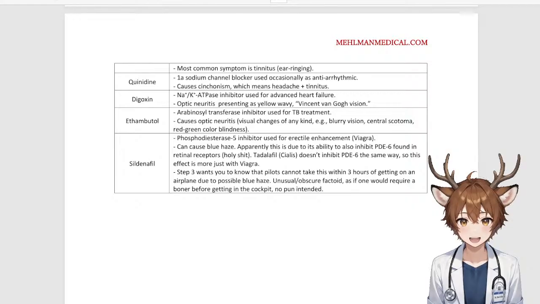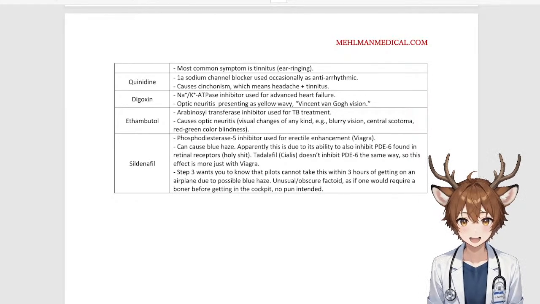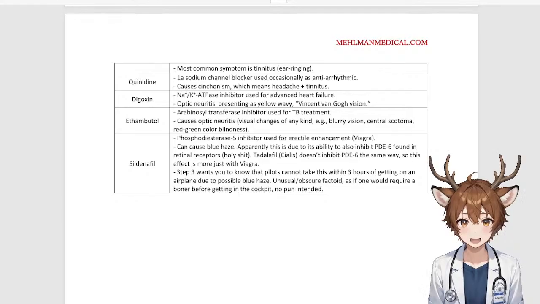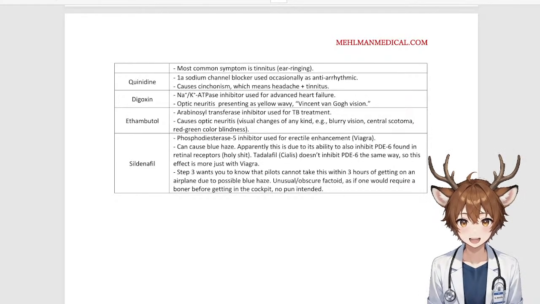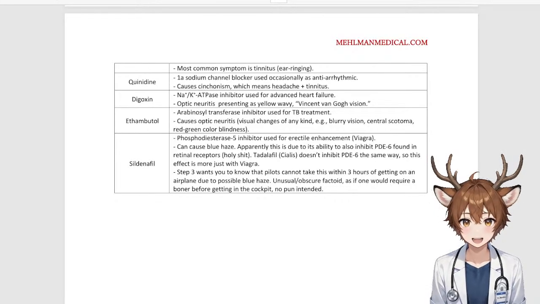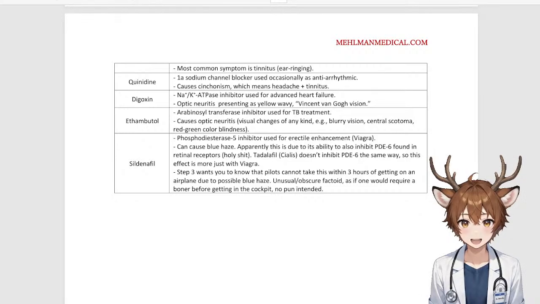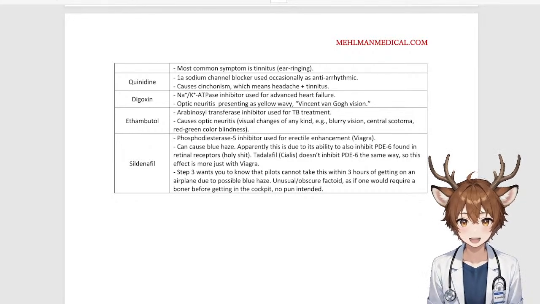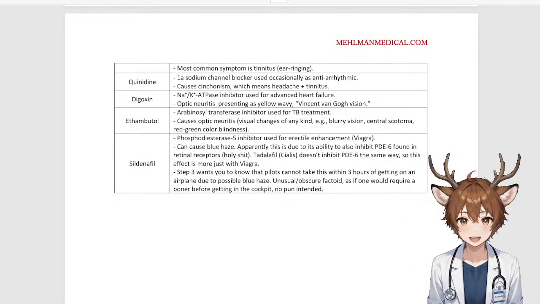Digoxin, a sodium potassium ATPase inhibitor used for advanced heart failure, causes optic neuritis presenting as a yellow wavy Vincent van Gogh vision. Ethambutol, an arabinosyl transferase inhibitor used for TB treatment, causes optic neuritis, visual changes of any kind, blurry vision, central scotoma, red-green color blindness, and so forth. Sildenafil, a phosphodiesterase 5 inhibitor used for erectile enhancement, Viagra, can cause blue haze.